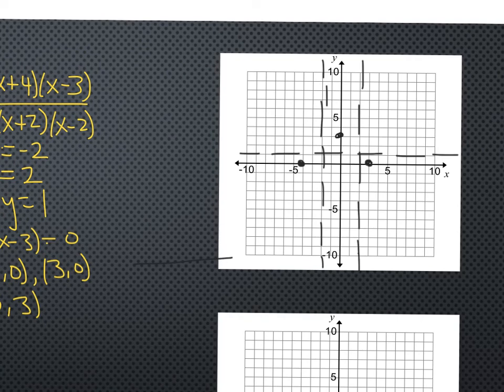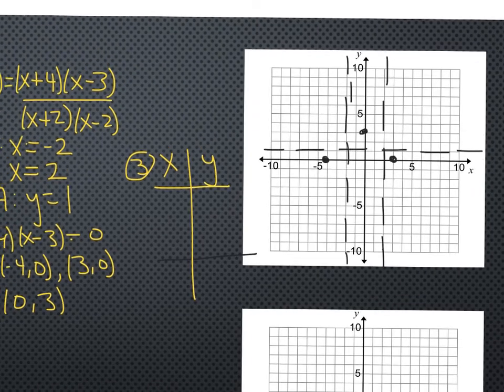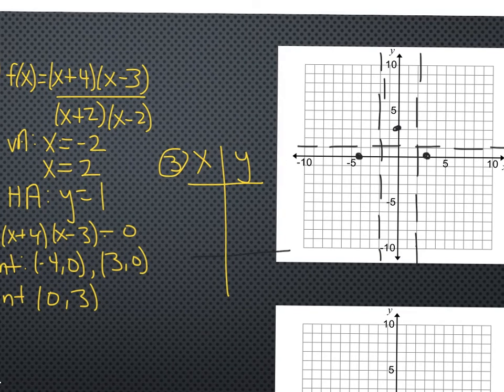Our third step is to do an xy table to get a few more points. We need to make sure we have the appropriate shape for our sketch. So I would pick something to the right of x equals 3. I don't know, let's try 6.